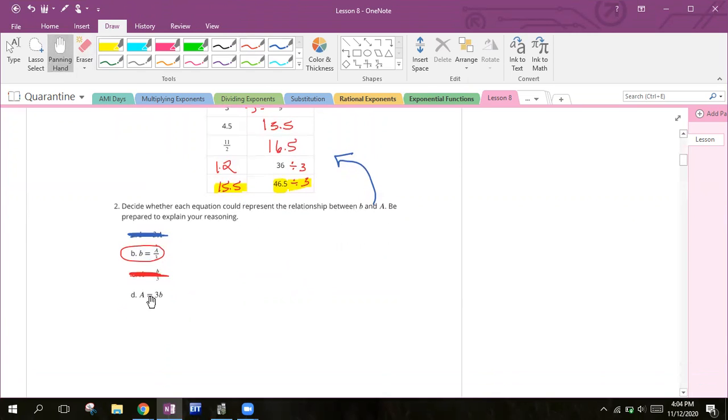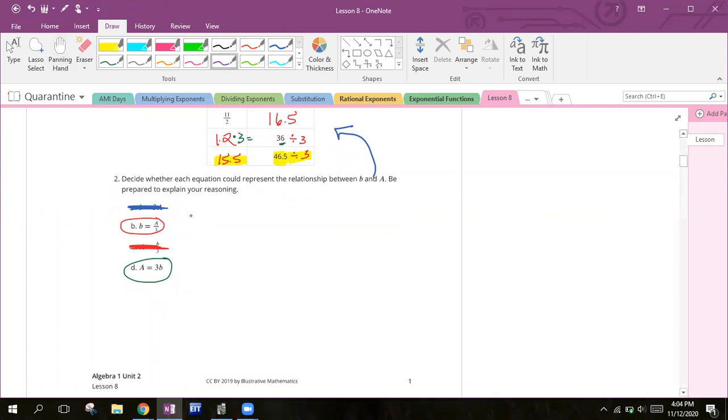All right, and then finally we have area equals 3 times the base. So again, we take the base, we multiply it by 3, and that 12 times 3 should give me 36. Let's see, 12 times 3 equals 36. So D would be true. So I think y'all would agree with me if I said both of these equations are equivalent. They're going to give us the same solution because we just proved that by using the table.